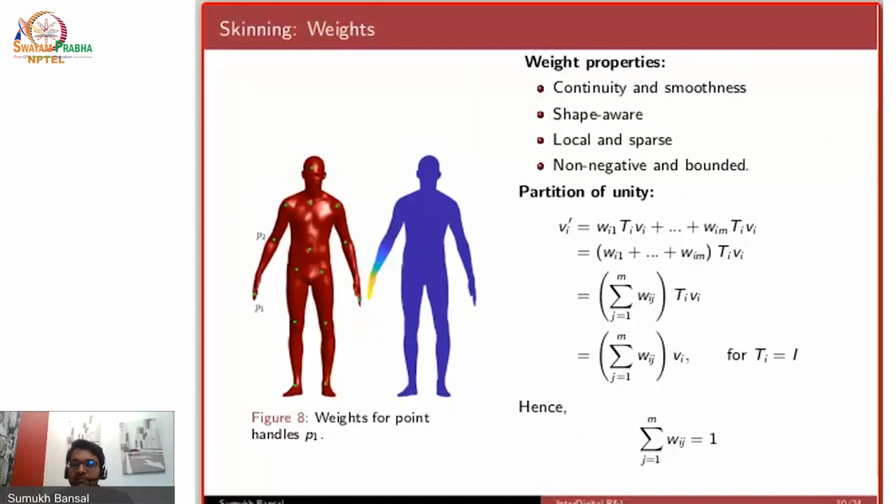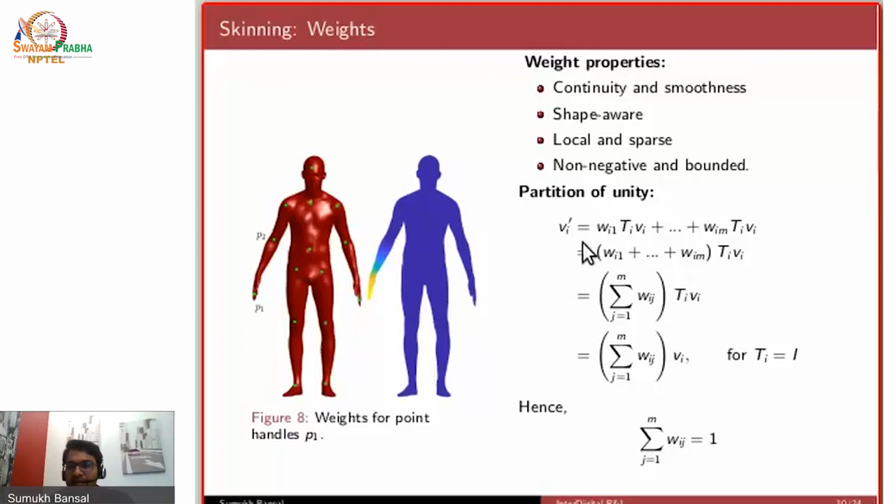So negative weights are unintuitive in nature because it's difficult to understand the implication of a negative weight. When you add or subtract a negative weight in the skinning equation, it doesn't make sense, and it's difficult to predict how the model is going to behave. Then boundedness is important to preserve the shape of the reference model in the absence of any deformation or transformation. And boundedness is implied by a partition of unity, which says that the sum of the weights at any vertex should be equal to 1. It's not very difficult to understand.